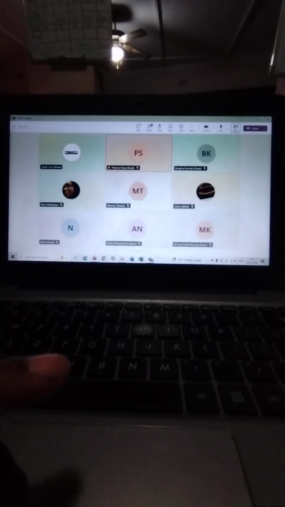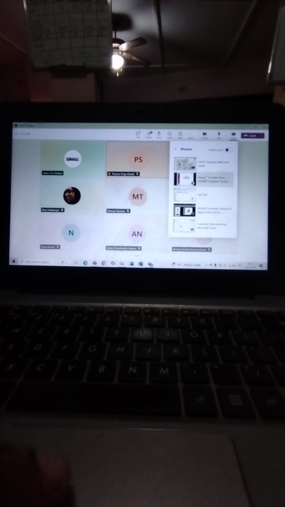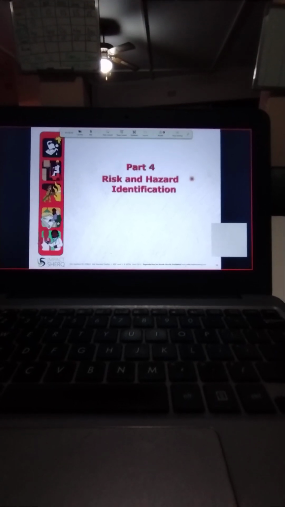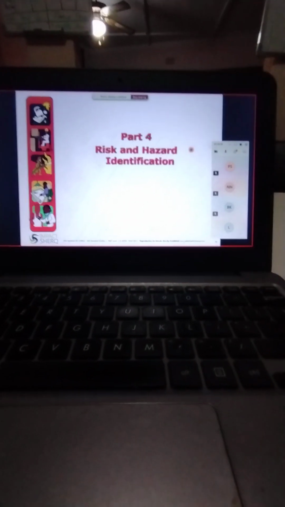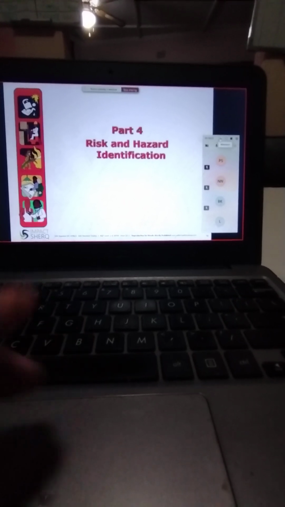Right. The next session I want to look at is the aspect of hazards and risks. That's the last part, which we'll look at in today's session. We want to look at the issue of hazards and risks, which is our part 4. The other part we'll look at on the other modules. Right, on part 4, we are looking at the topic of hazard identification and risk assessment.